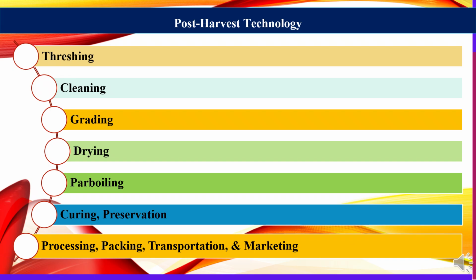Packing. Proper packaging protects rice from moisture, pests, and contamination. Common materials include jute bags, HDPE/PP woven sacks, and hermetic storage bags for long-term preservation. Transportation and marketing. Grains should be transported under dry, clean conditions to avoid spoilage. Efficient marketing channels connect producers to wholesalers, processors, and retailers, ensuring fair pricing and reduced post-harvest losses.